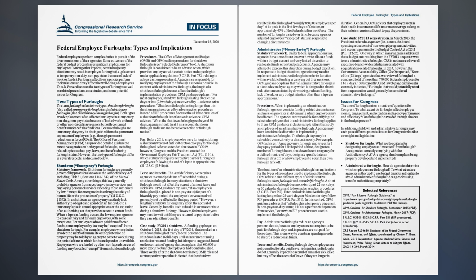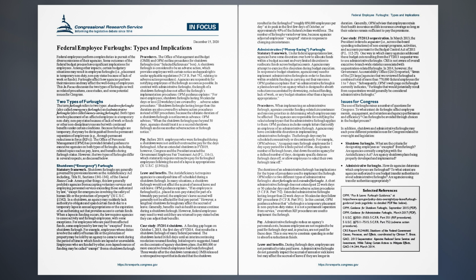OPM guidance explains, for most employees, shutdown furloughs lasting 30 calendar days or less, 22 workdays, are covered by adverse action procedures. Shutdown furloughs lasting longer than this duration are also covered by adverse action procedures instead of RIF procedures, because the ultimate duration of a shutdown furlough is not known in advance. OPM advises, when the shutdown furlough goes beyond 30 days, agencies should treat it as a second shutdown furlough and issue another adverse action or furlough notice.